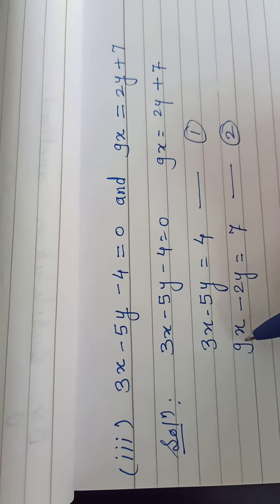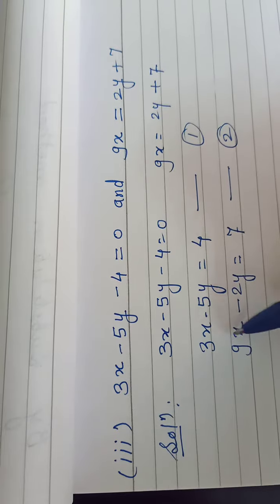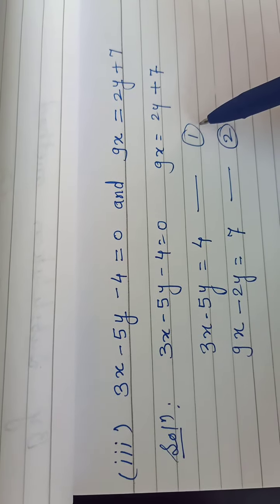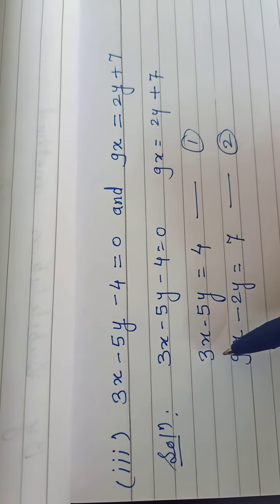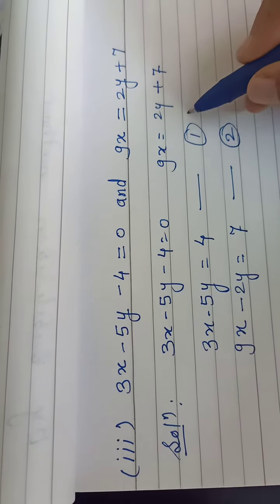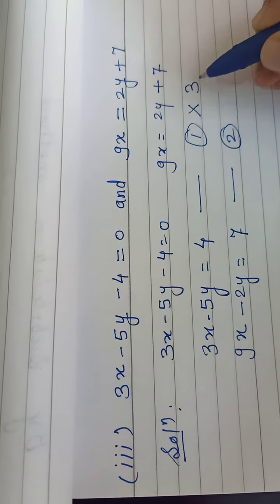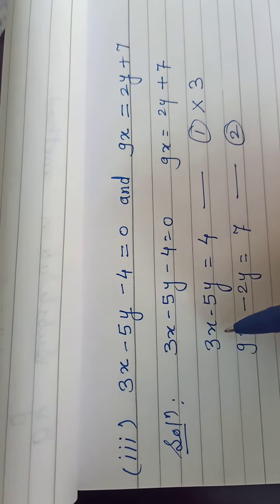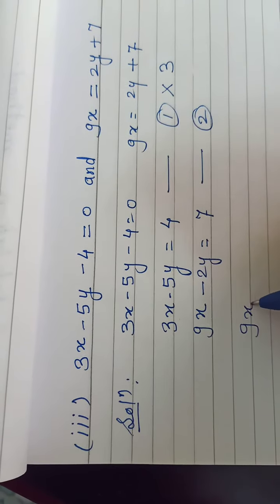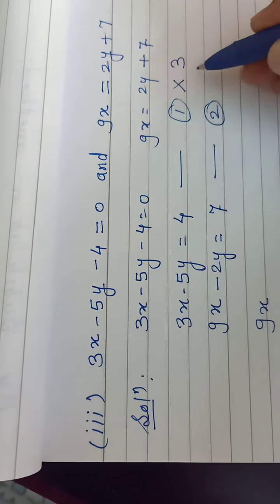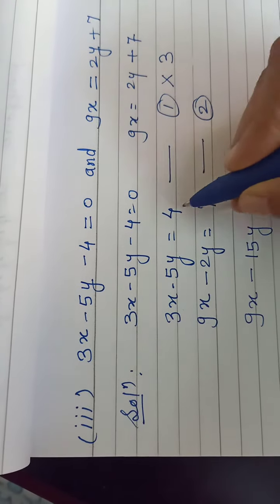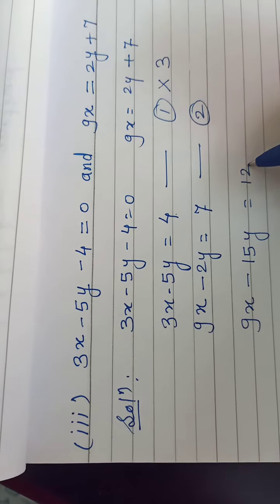Now look here, it is 3x and in the second equation it is 9x. So it is easy to multiply the first equation with 3 to make the coefficient equal to 9. So the first equation we will multiply with 3. Each and every term you multiply with 3. So 3x into 3 will become 9x. Minus 5y into 3 will become minus 15y. Equals 4 into 3 will become 12.